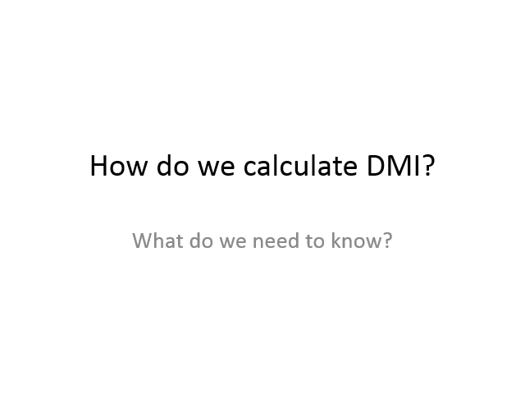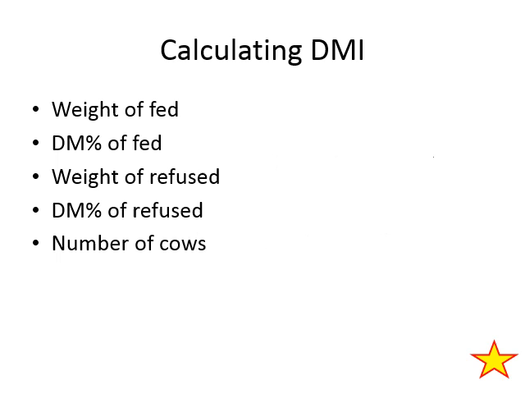So in this lecture, we talked about how you calculate dry matter intake. We talked about why it's important, what influences it, and how we calculate it. So, calculating dry matter intake. We need 5 things to get the job done: the weight of the feed, the dry matter percentage of that feed, the weight of the feed refused, the dry matter percentage of that refused feed, and the number of cows.